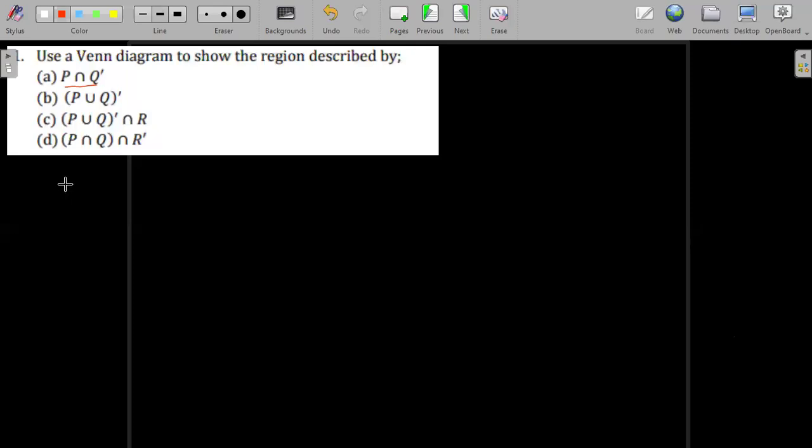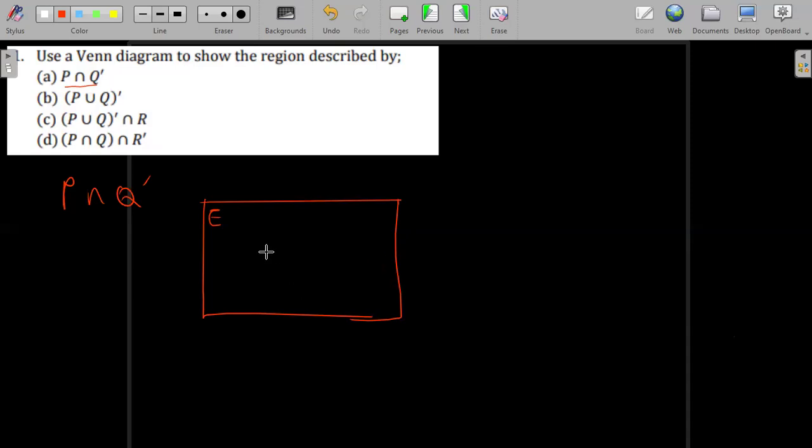So the first one we have is P intersect Q complement, and they've told us to use a Venn diagram. So my Venn diagram is going to be something like this. This E represents my universal set. It can be written as E or it can be written as U. Whichever you feel like using, or whichever they've used in that context, it will still imply the universal set.